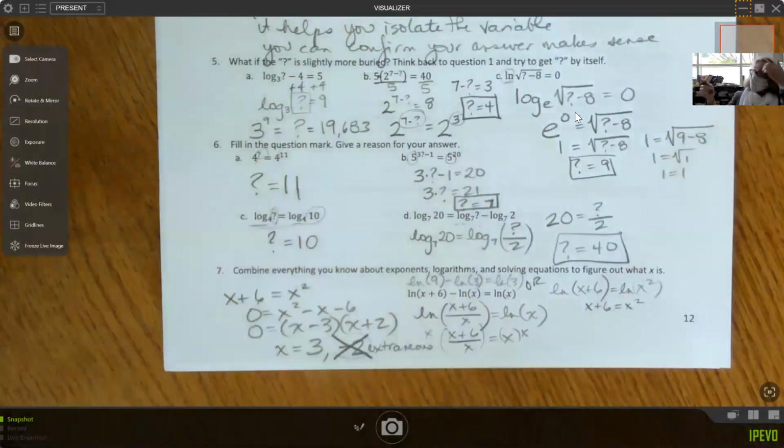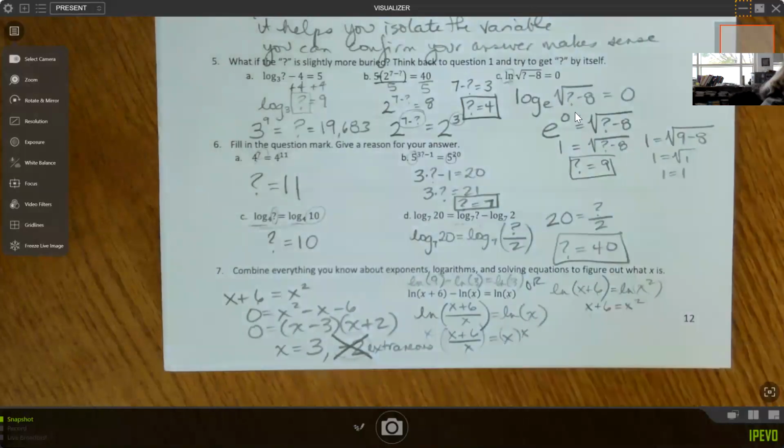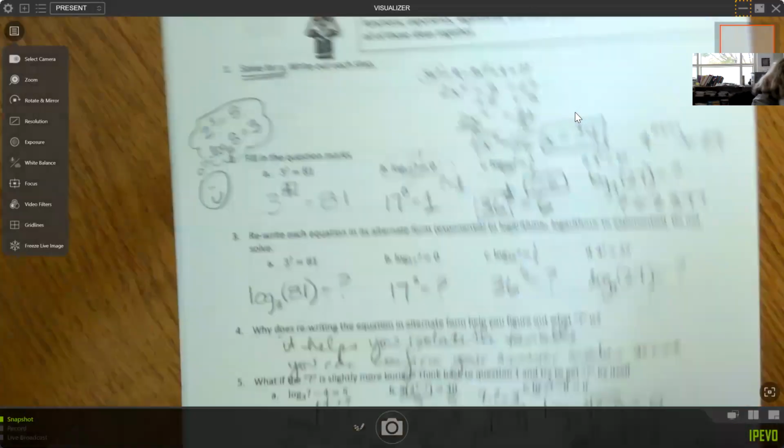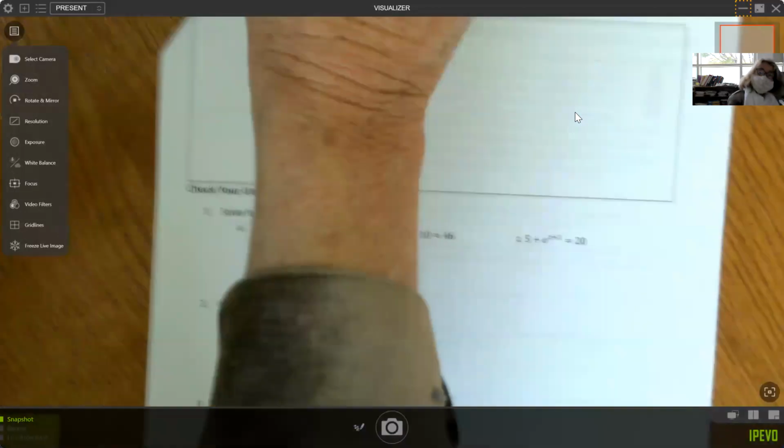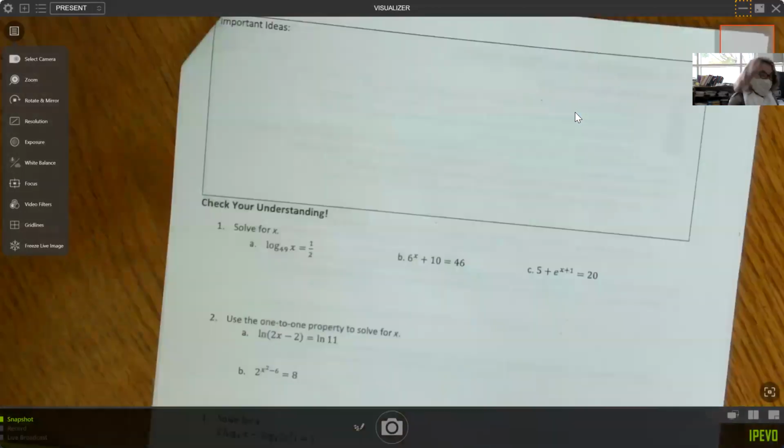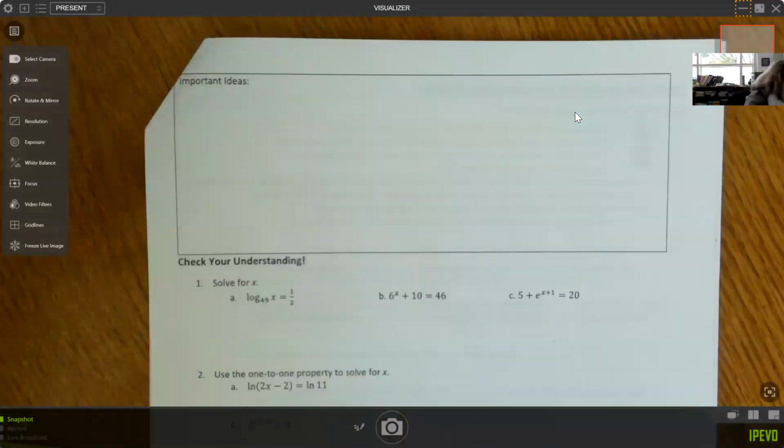Okay, so that's a good point that there are a lot of these, just like solving an algebra equation, right? Our work could look different in the middle, right? But we should all end up with x equals 3. Okay, any questions on page 12? Okay, so that means we are good to go to the box at the top of page 13 to put in our important ideas.